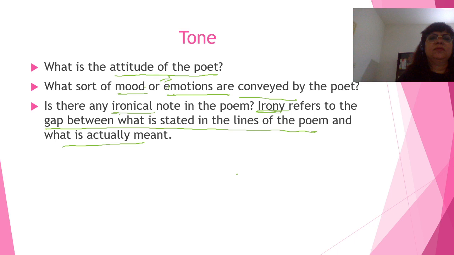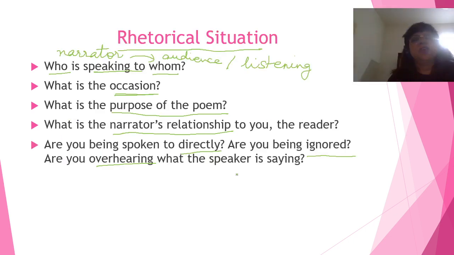Now we come to rhetorical situation. In rhetorical situation, we need to see who is speaking to whom. What is the occasion? What is the purpose of the poem? What is the narrator's relationship to you, the reader? Are you being spoken to directly? Are you being ignored? Are you overhearing what the speaker is saying? First, write it down.